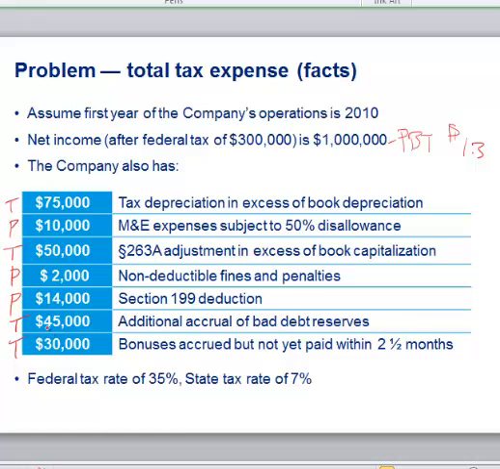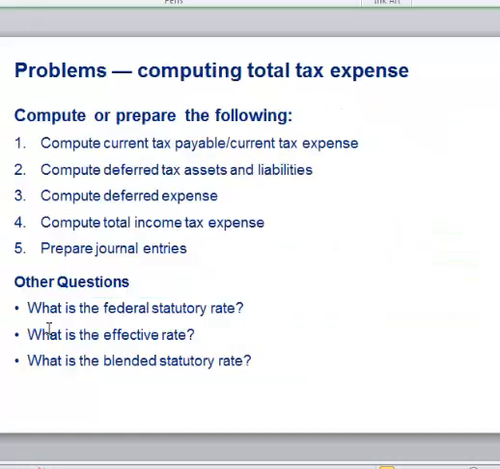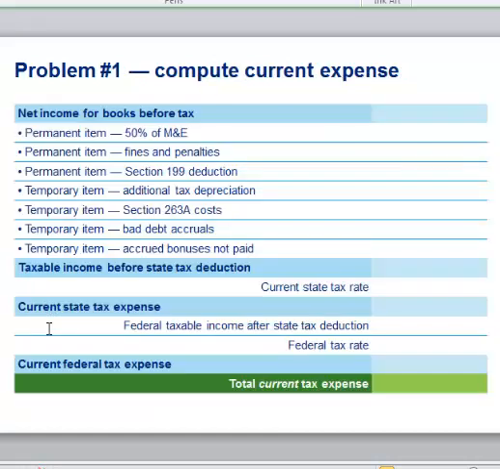Okay, our federal tax rate is 35%, our state rate is 7%. Okay, so our problems: compute the current, compute the deferreds, figure out the expense, prepare the journal entries, right? You sum all that up, that's do a provision. Okay, that's those 5 questions, that's code for do the provision. Other questions: what's our stat rate, effective rate, and blended rate? Okay, so hopefully by going through that we can confirm that we understand what the 3 different rates are.